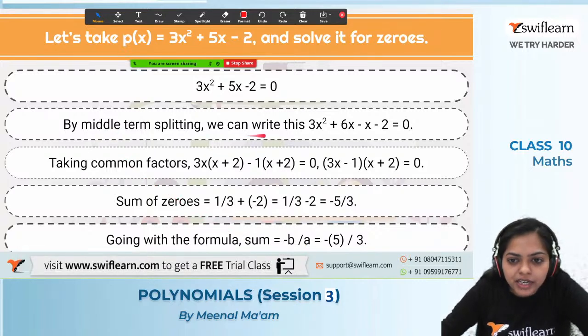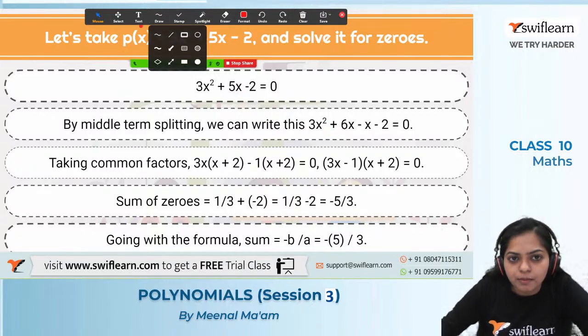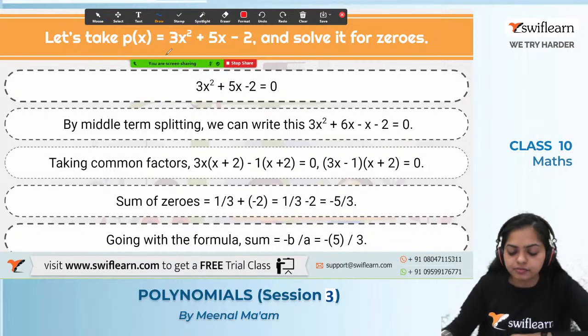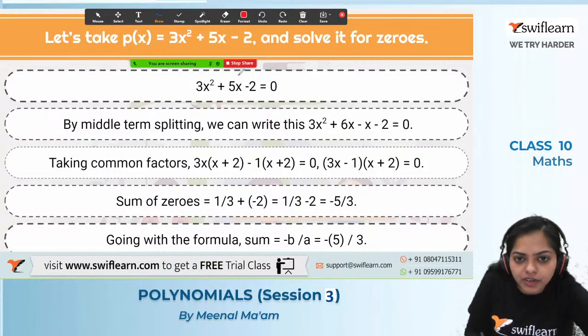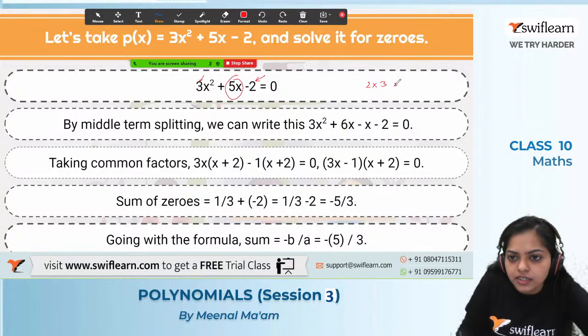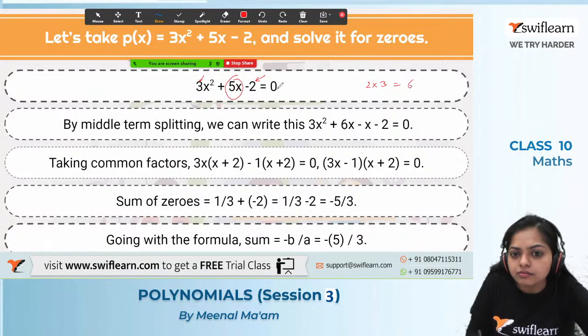So by splitting the middle term, we can write this expression 3x square and 5x will be equal to what? Just a minute everyone. Yes. So how are we going to split this 5x? By taking the multiplication of the constant and the coefficient of x square. So the multiplication of the constant and the coefficient of x square is what? 6. And we have to take the factors of 6 such that the sum of the factors will be equal to 5. So what are those two factors? 2 and 3. So we will write it like this.